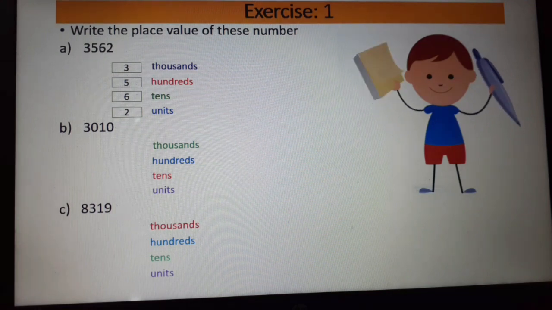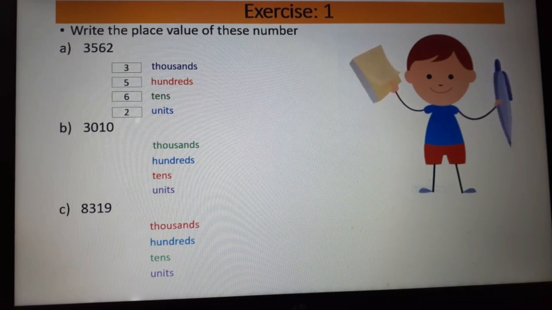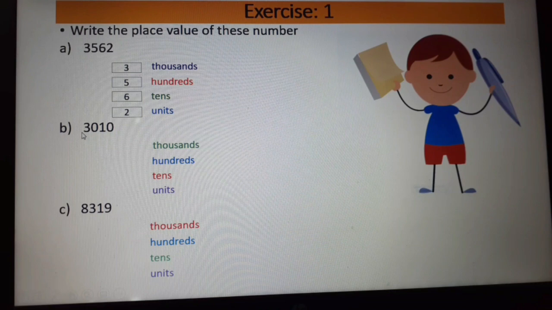B number, what's the number? 3,010. So what is the position of 3 in the number? The place value of 3 digit is thousands. Yes. Then the next one is 3,000. Is there anything in the hundreds? Did we say anything for the hundreds? No. But here is 0. So as 0 is in the place of hundreds, we don't say it.